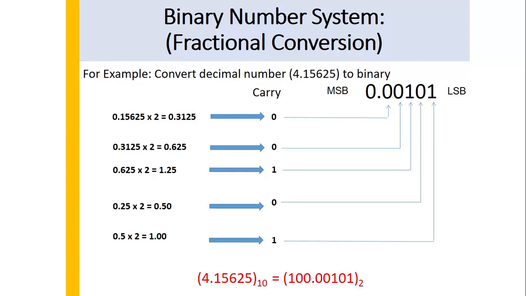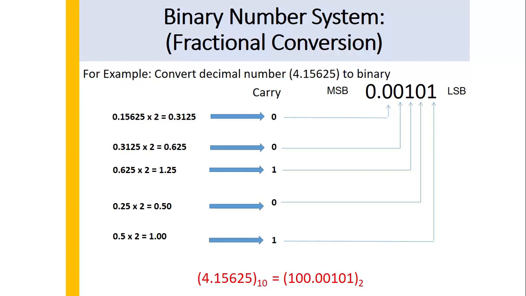Then we again multiply the 0.3125 that we got in the previous step by 2 to get 0.625, carry is 0. The third time, when we multiply the result of the second step by 2, we get 1.25, carry 1. Then we again multiply 0.25, the fractional part, by 2, that gives us 0.50, carry 0. Then again we multiply 0.5 by 2 to get 1, that is just the carry, and the fractional part comes to 0.